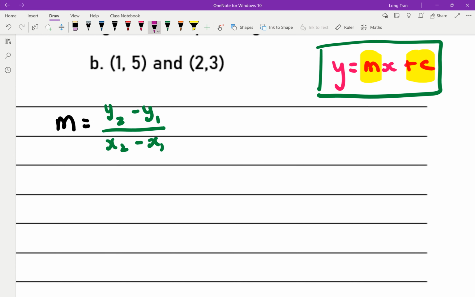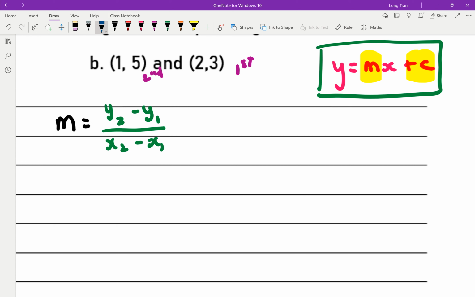So 1, 5, and 2, 3, which one's your first point and second point? Doesn't matter. I can choose this to be my first one if I want to. So I'm going to call this my first point. This my second point. All right, listening. So if I call this my first and I call this my second, so I just swapped it around. Let's label them now.